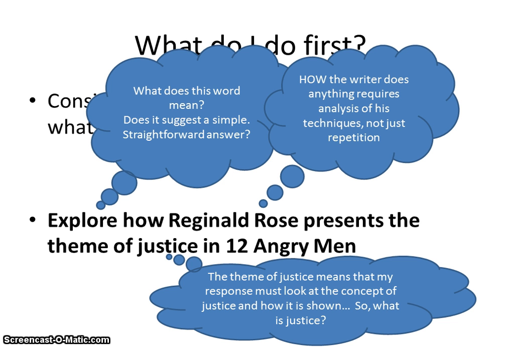The theme of justice, again, means that my response, if I'm writing this essay, must look at the concept of justice and how it is shown. You might want to consider, what is justice? In a play like 12 Angry Men, it seems to me to be self-evident that one of the ways that justice is shown to happen is that the play moves from an opening where 11-1 of the jury are dead set on a guilty vote, meaning the death sentence, to an ending where the defendant will walk out of the court a free man, justice having been done.